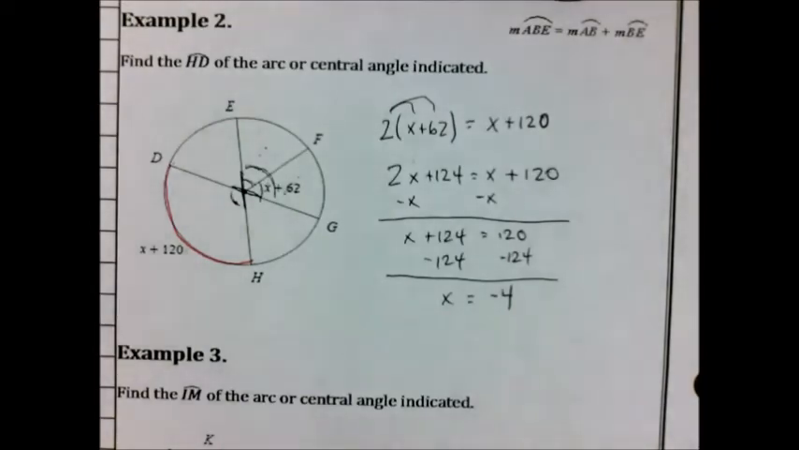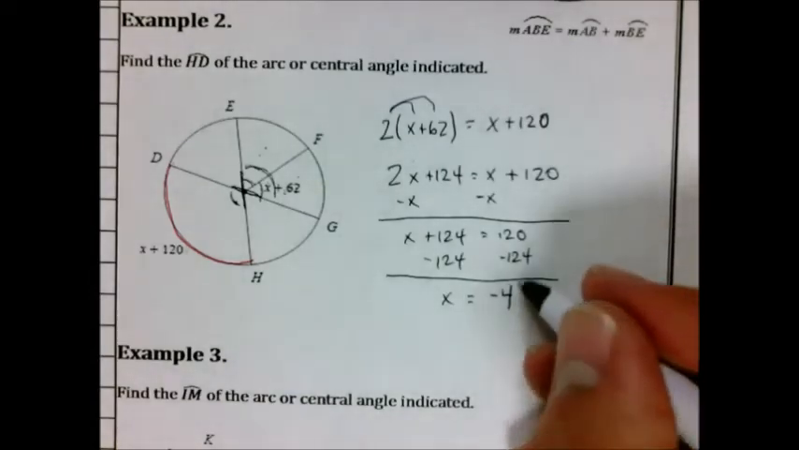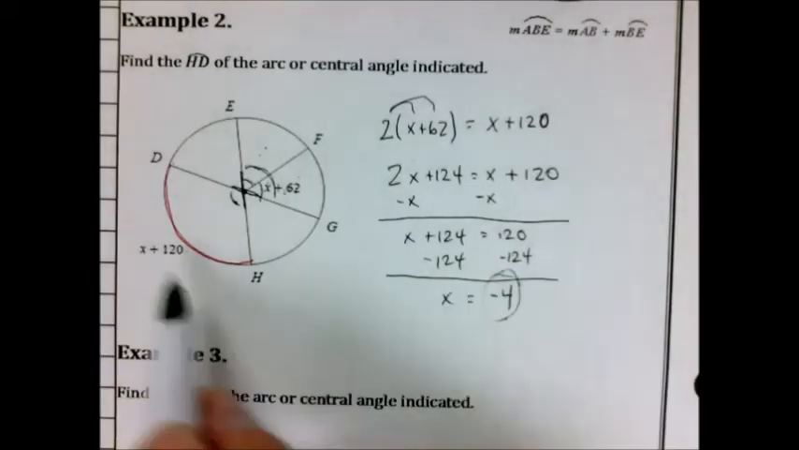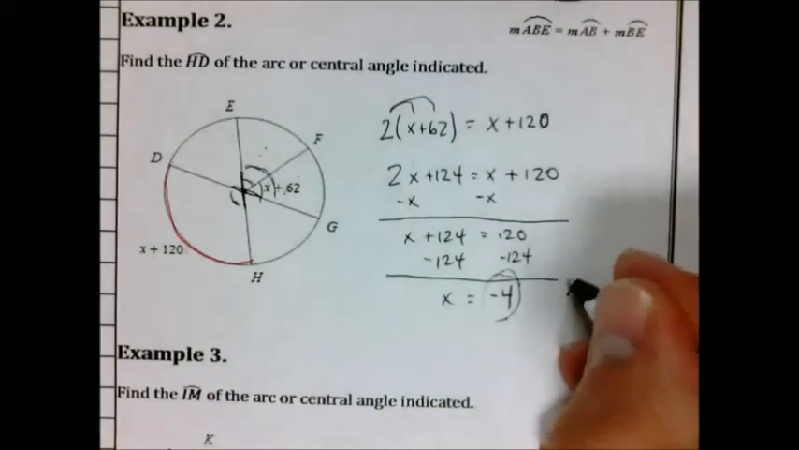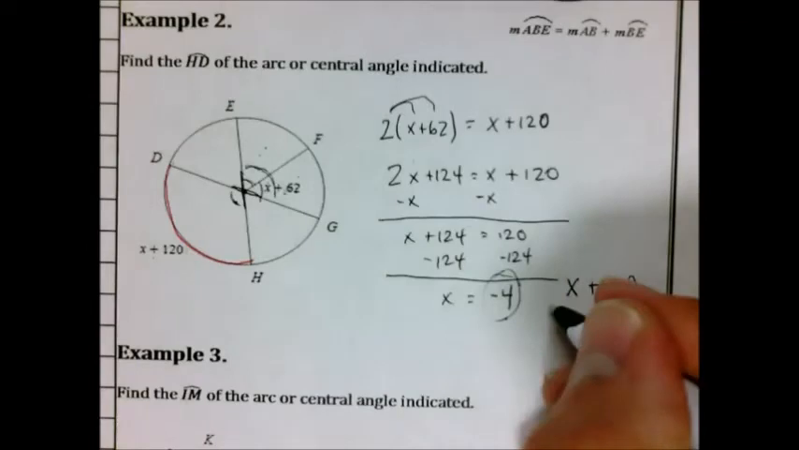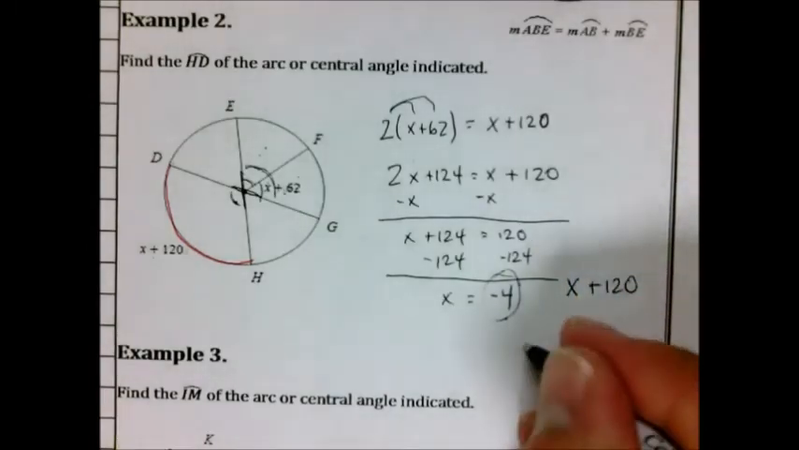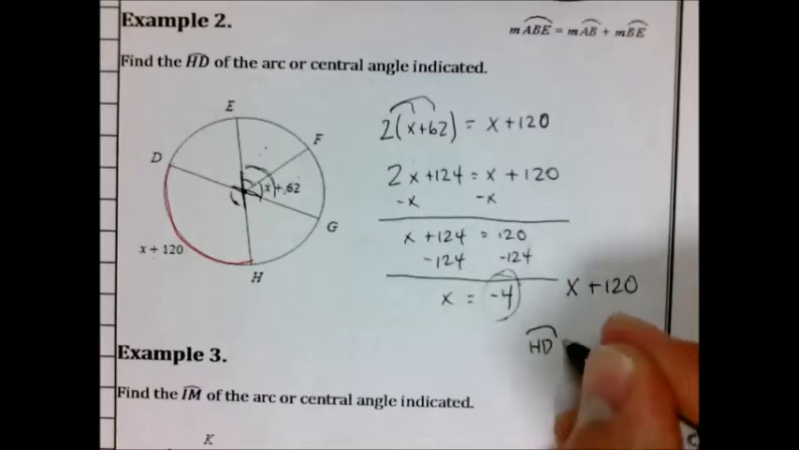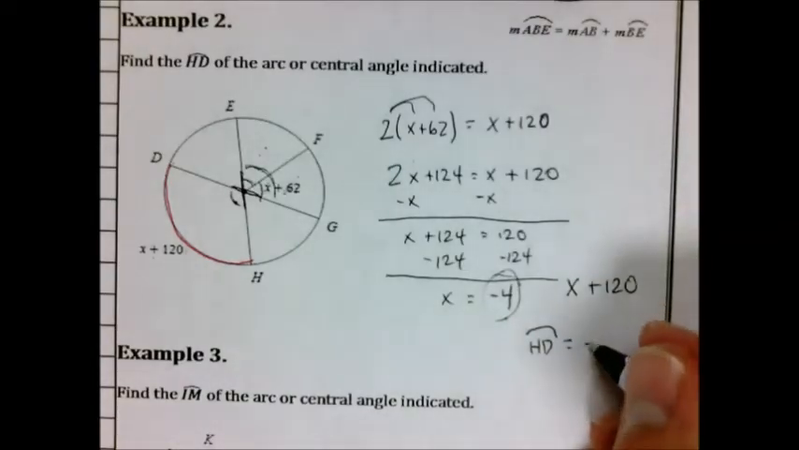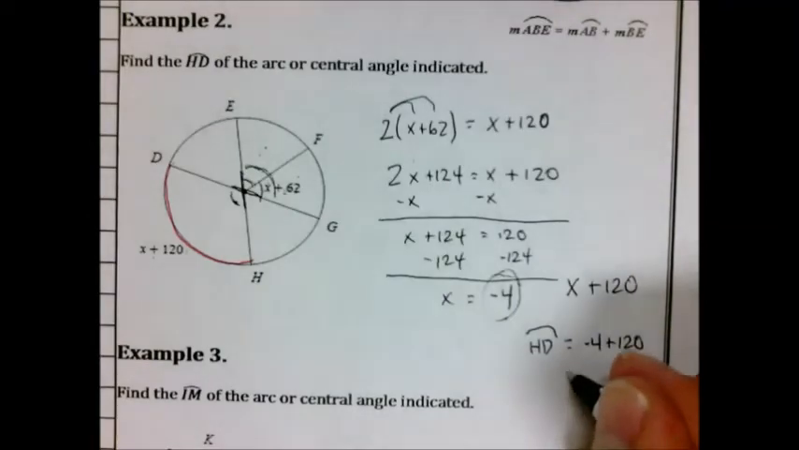That's not answering our problem. That's just the value of x. Now that we know what x is, though, we can figure out what the measure of arc HD is by plugging in the negative 4 in for x. Remember, x can be negative. Our angle cannot be negative. So let's go ahead and plug negative 4 back into our equation, x plus 120. And that will give us the arc that we're looking for, arc HD, is equal to negative 4 plus 120, and that's pretty easy. That's just 116 degrees.